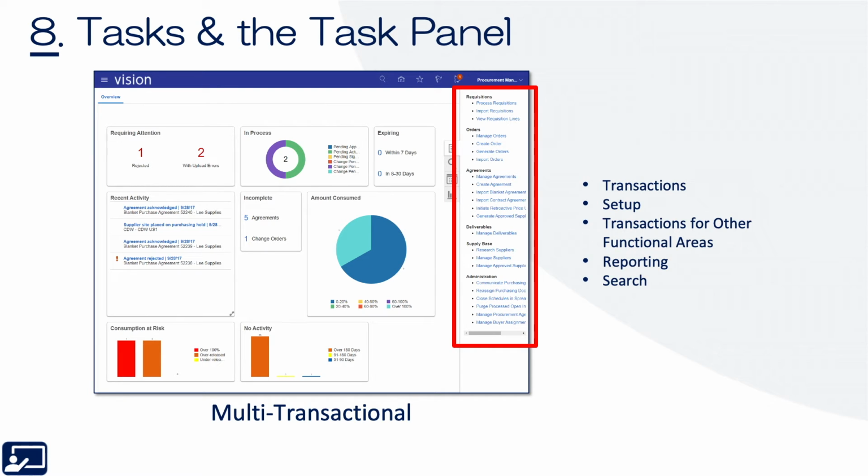Lastly, task and the task panel. So any of these different home pages, or at least most of them, will have a task panel. A task panel will show you how to create new, manage, and report on some of your transactions. It will allow you to do searches. It will show you recents and favorites. And then if there's any existing or delivered reporting, you'll see that as well.